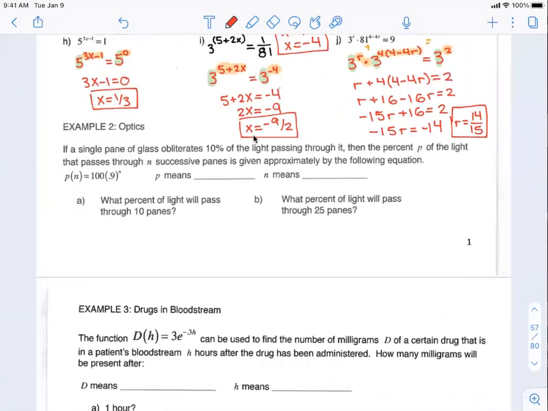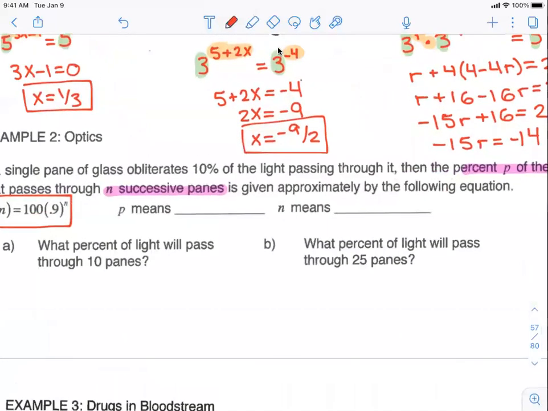It says, a single pane of glass obliterates 10% of the light passing through it. Then the percent P of the light that passes through n successive panes is given approximately by the following equation. So it's very important that they have told you what your variables are. So we know, first of all, that P is going to be your percent of light that passes through, and N is the successive panes.